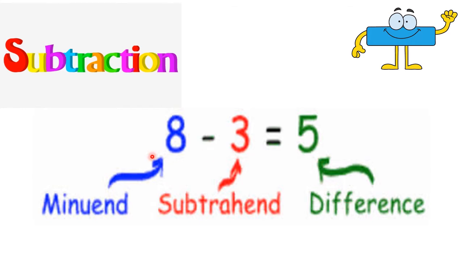Like in this example, number 8 is called minuend because the other number 3 is to be subtracted from 8, and 3 is called subtrahend because 3 is to be subtracted from 8, and their answer is 5. So this is called their difference.